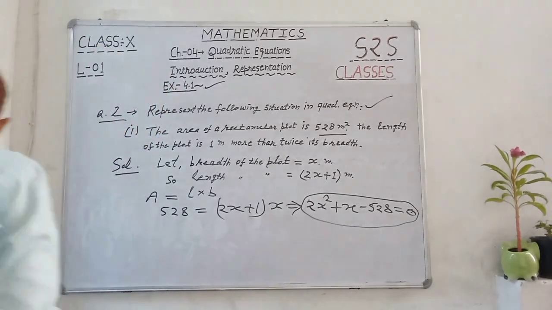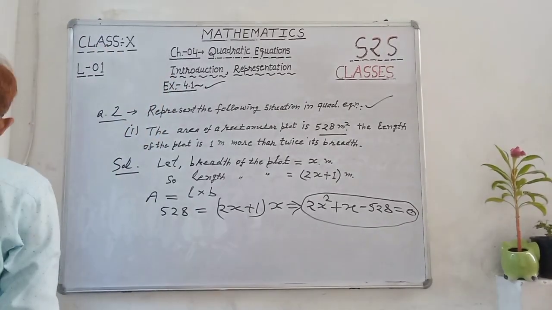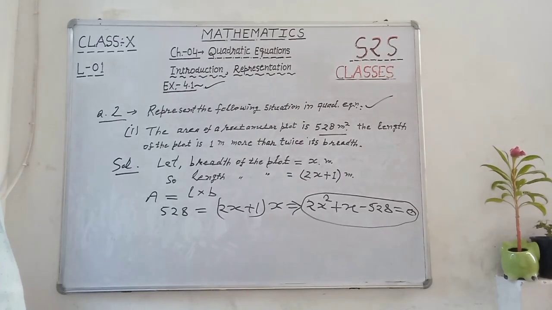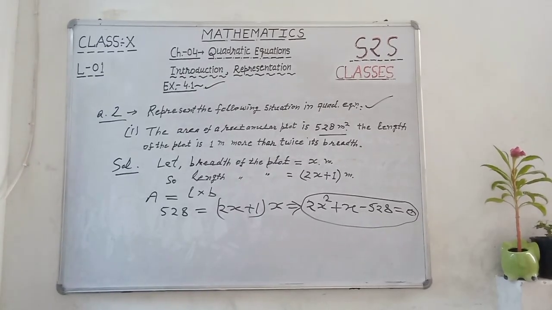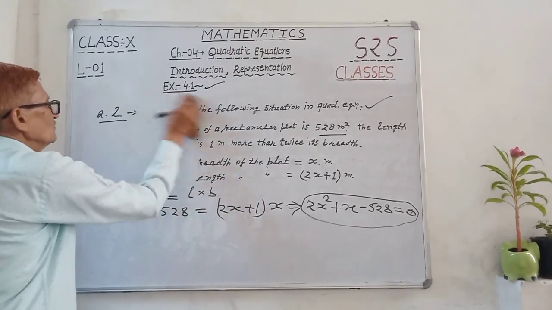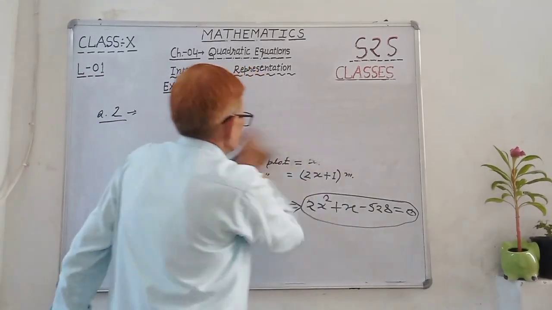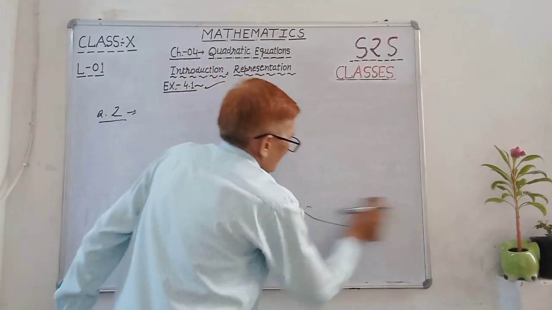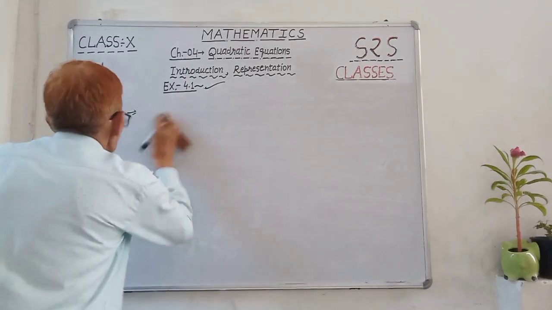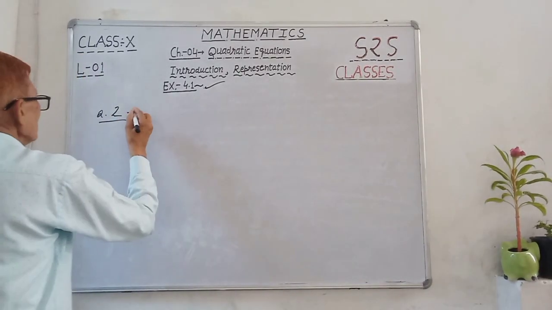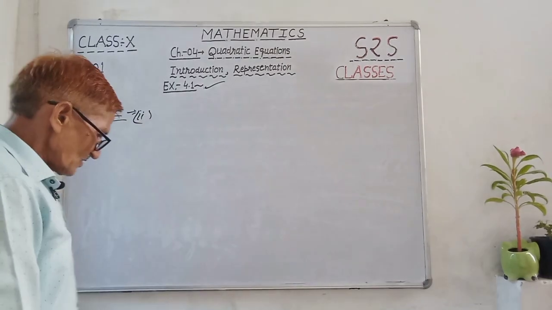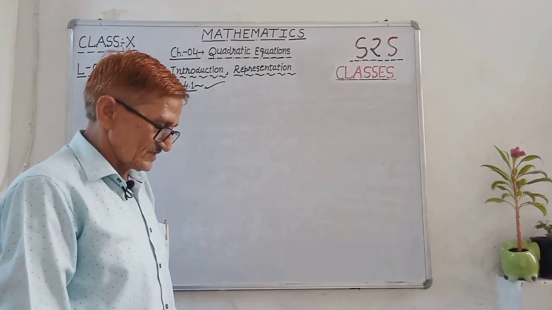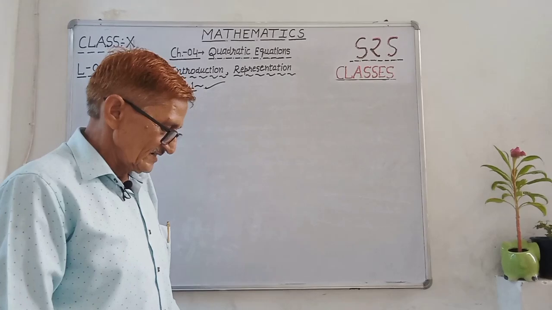Now like this we may do other situations also. Be careful, you may do question number 2. Similarly, one more part I want to tell you. The product of two consecutive positive integers. I am reading and writing the situation and solution. So question number 2, second part: the product of two consecutive positive integers is 306. We need to find the integers.